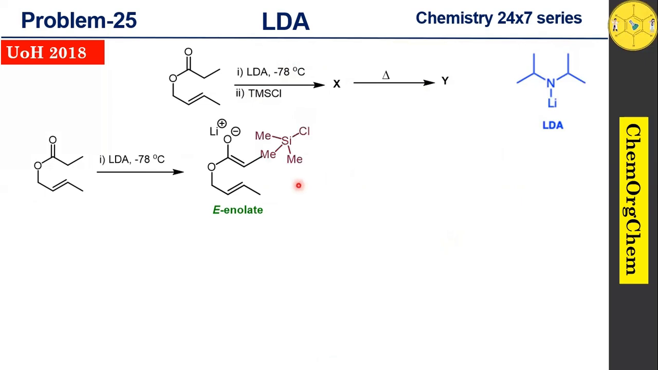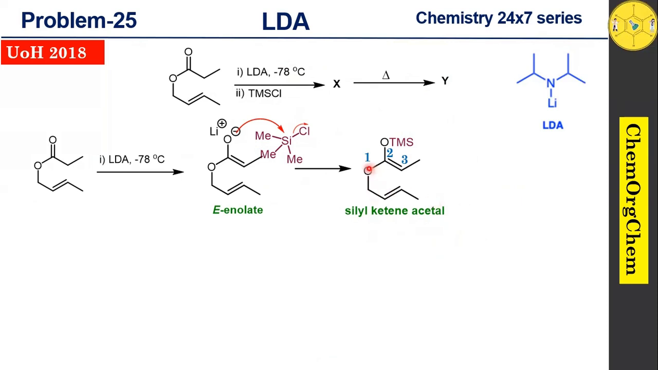When you use trimethylsilyl chloride, this O negative charge readily attacks the silicon atom, followed by the kick out of Cl minus ion, which produces the corresponding silyl ketene acetal. After the formation of the silyl ketene acetal, when you heat it, it readily undergoes 3,3-sigmatropic rearrangement. For this, you just start the numbering.